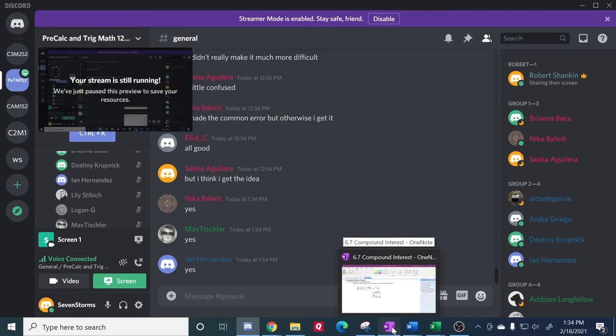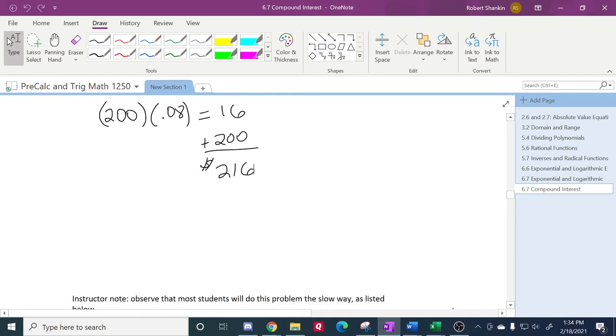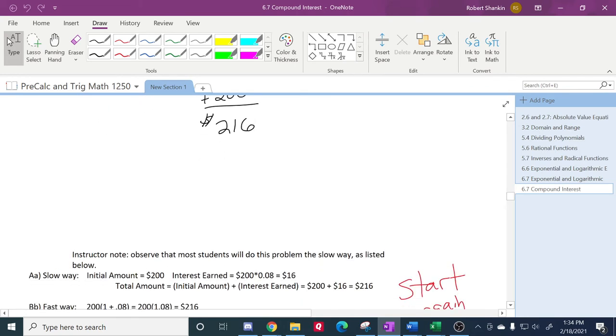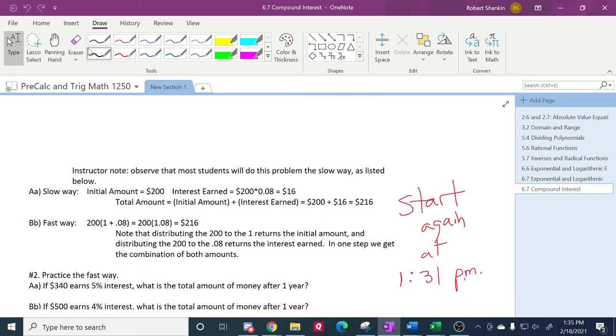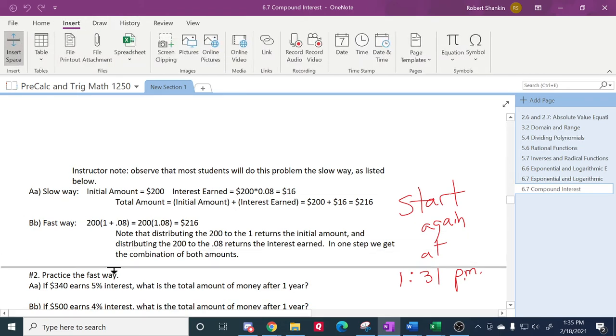All right, now that is what we call the slow way. It takes 2 steps, and if we keep doing it the slow way, we won't be able to get the shortcuts we're going to need to find out how much money we're going to have in like 30 years or something like this. It would take way too long the slow way. So we have to do it the fast way, and the fast way is shown right there. Let me do it with the fast way and show it.